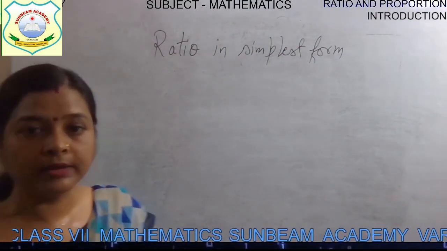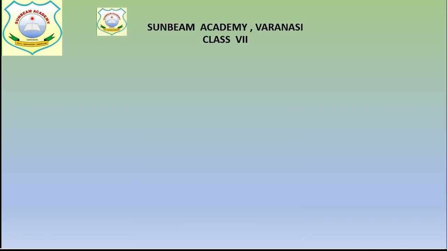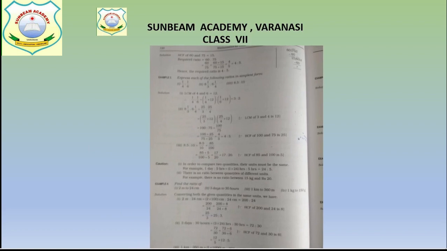Now let's move ahead with the next question. We have solved the first question. Now let's move to the next question, children. See, the question is, express each of the following ratios in simplest form. This you have to find. And I am picking the second one, children.